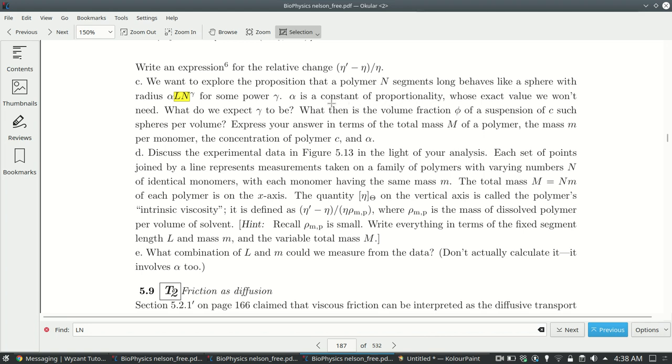We want to predict what gamma should be for this radius expression, and then write an equation for phi in terms of m, little m, and c and alpha. All right, so I'm going to write an equation for phi, and we want to figure out what gamma will be. Now, I used chapter 4 to get a good guess at what gamma will be.